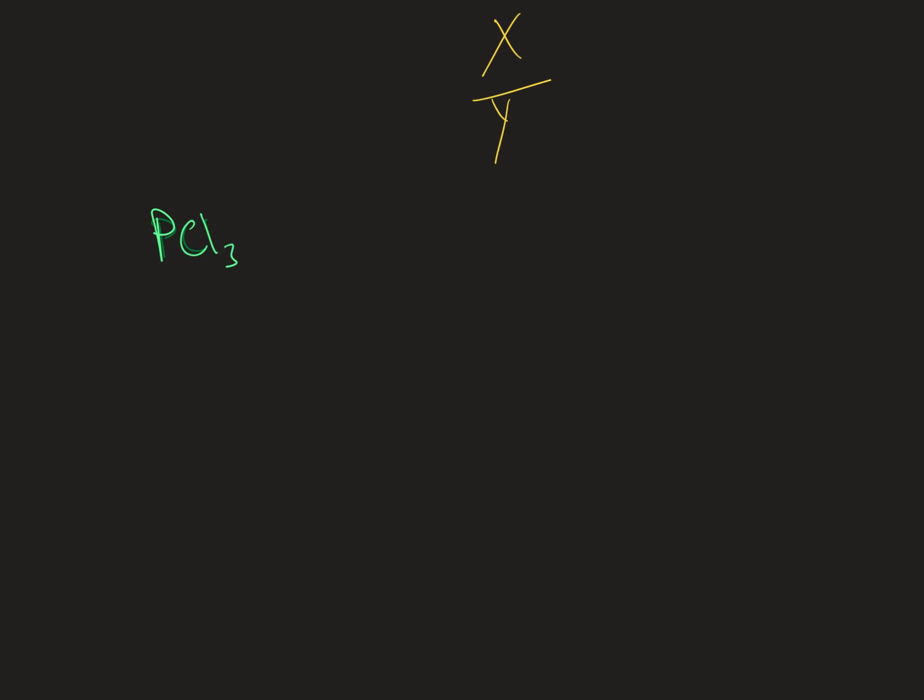PCl3 plus H2O gives us H3PO3 plus HCl. Okay, what should I do before I start the problem? Balance it. Okay, so we have a bunch of 3's.